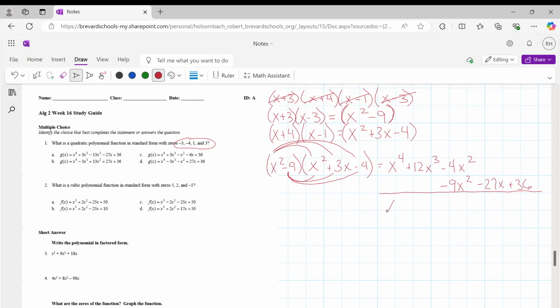So x to the 4th comes down. We get a positive 3x to the 3rd. The negative 4x squared minus 9x squared is negative 13x squared. And then these last two terms will just fall down, so minus 27x plus 36. So there's your polynomial function in standard form with these zeros.